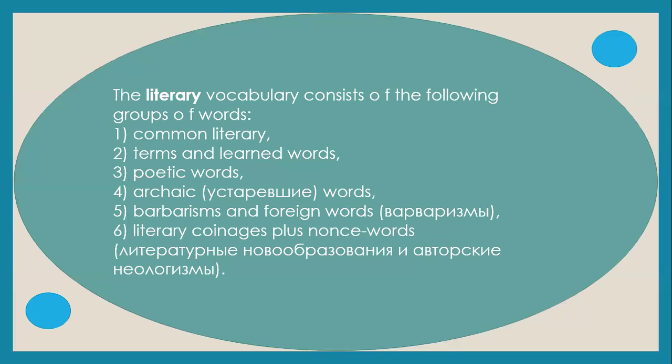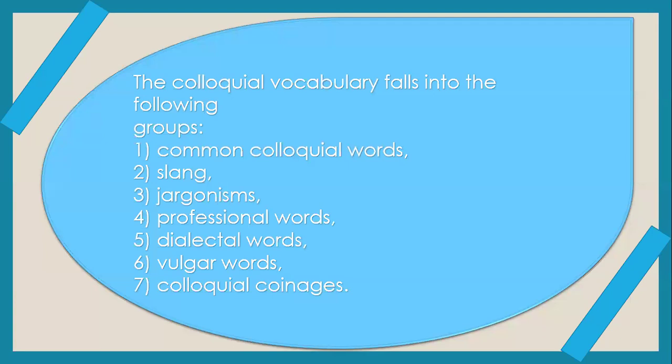The literary vocabulary consists of the following groups of words. First, common literary words. Second, terms and learned words. Third, poetic words. Fourth, archaic words. Fifth, barbarisms and foreign words. Sixth, literary coinages, including nonce words. The colloquial vocabulary falls into the following groups. First, common colloquial words. Second, slang. Third, jargonisms. Fourth, professional words. Fifth, dialectal words. Sixth, vulgar words. And seventh, colloquial coinages.